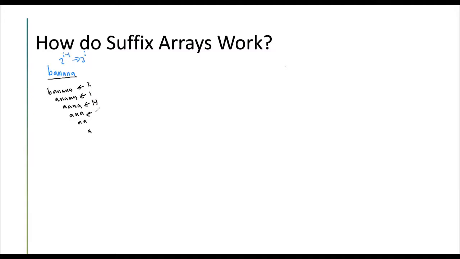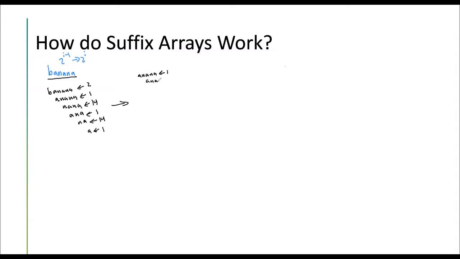Anna starts with an A, so we can also assign this a rating of 1. NA starts with N, so we can assign this a rating of 14. And A starts with A, so we can just assign this a rating of 1. So from here, we can now sort these based on the number that we've assigned them. So in this case, after sorting, it would become a nana at the top with a rating of 1.